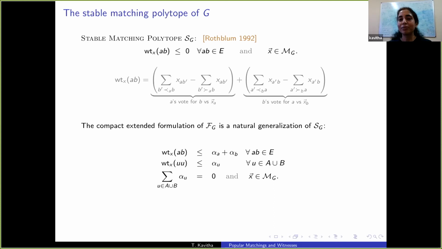where if we hard code alphas to be 0, what we get is the stable matching polytope. Instead of saying the weight of every edge has to be at most 0, we're saying the weight of every edge has to be at most the sum of alpha values of its endpoints, and the sum of all the alpha values across all the vertices has to be 0. So the stable matching polytope is the case where all alpha values are 0. And when you allow this extra degree of freedom, what you get is the popular fractional matching polytope. So we didn't design this popular fractional matching polytope keeping the stable matching polytope in mind, but it has turned out to be a very natural generalization. I just wanted to show that.